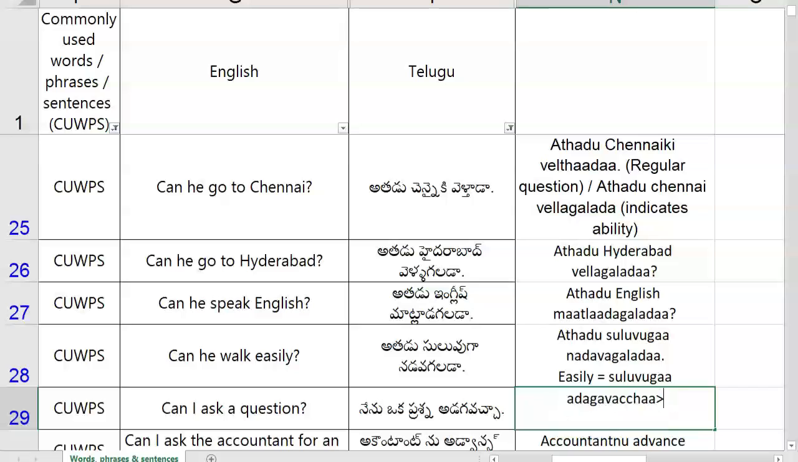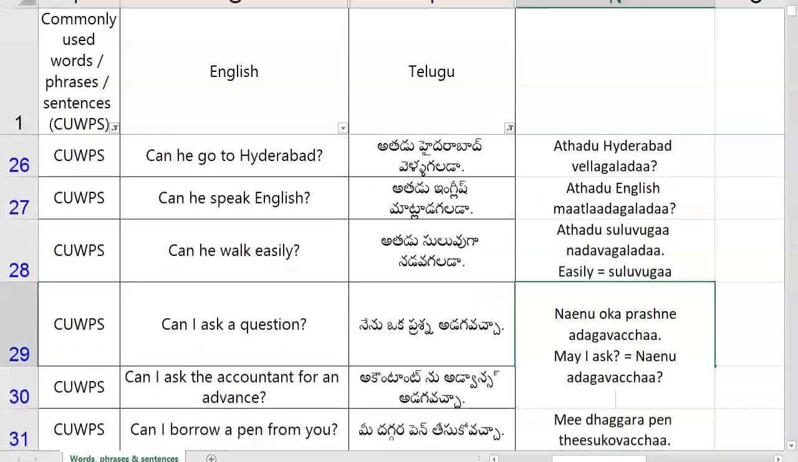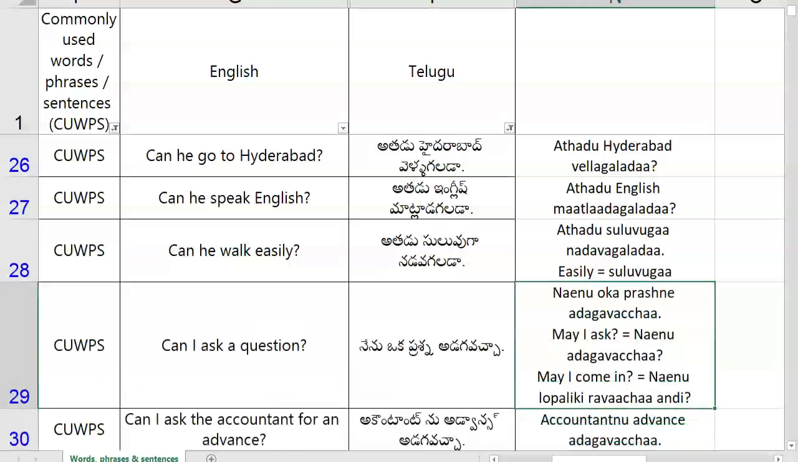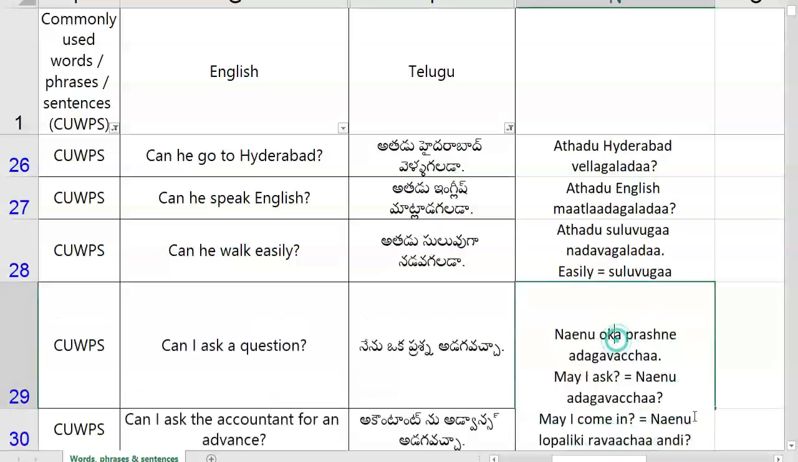So similarly, may I come, may I come: నేను లోపలికి రావచ్చా అండి. This is optional, if you want to use it you can. So when we are asking permission, we cannot translate with galana, but we use the meaning of a sentence like may I ask, even for can I ask type of sentences. So నేను ఒక ప్రశ్న అడగవచ్చా or నేను ఒక ప్రశ్న అడగవచ్చా అండి, like that you can say.